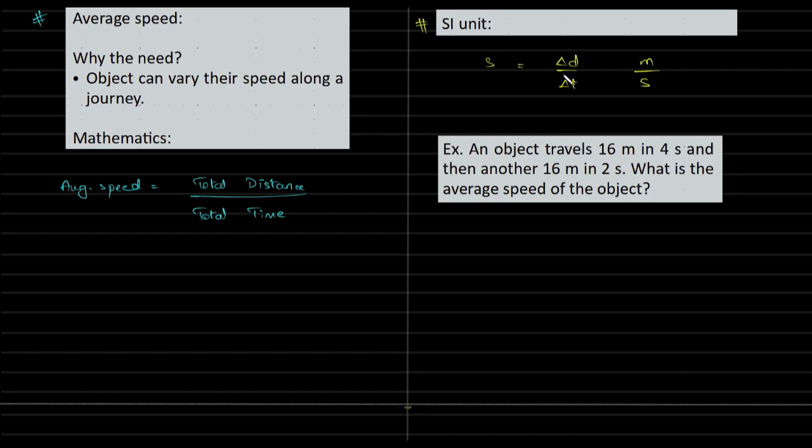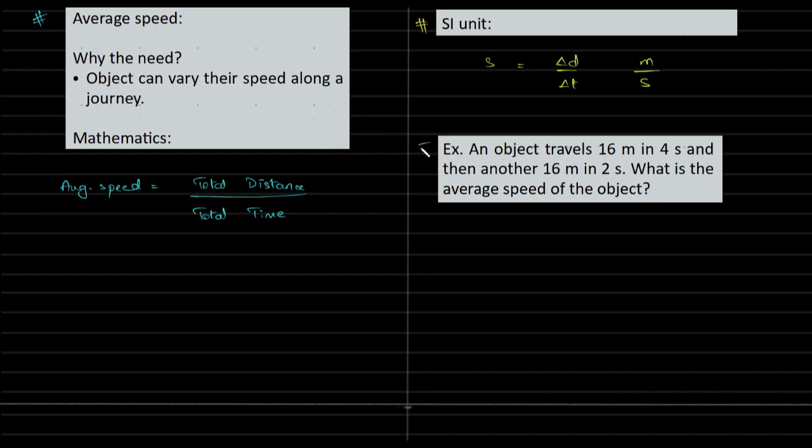Actually, this is true for all the speed. The SI unit for not only average speed, it's for all the speeds, because speed is distance by time and the distance SI unit is meter and time is seconds. So the SI unit for all the speed, anything that you calculate under speed, any category, would be meter per second.